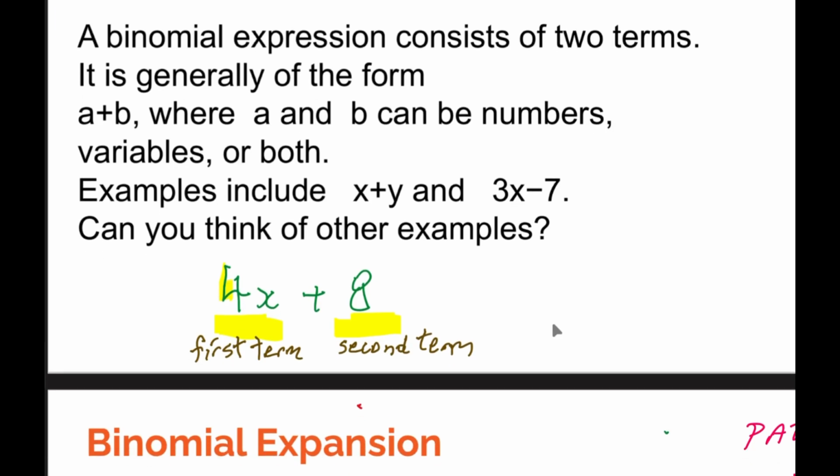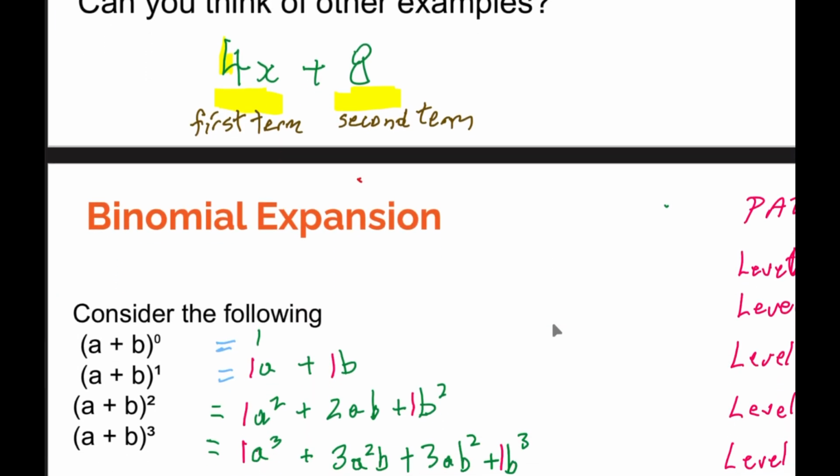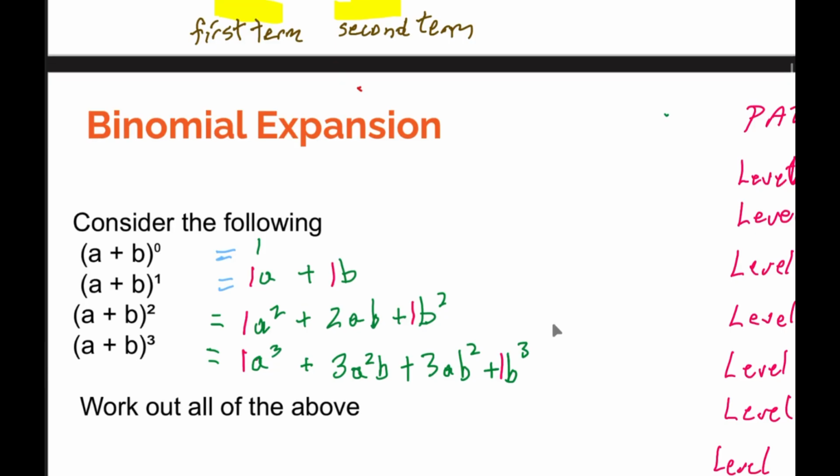Now we consider binomial expansion. Let's look at two terms, a plus b, all raised to the power 0. A plus b all raised to the power 0 is equal to 1 because any non-zero number raised to the power 0 is equal to 1. Then a plus b raised to the 1 is just a plus b itself. So that's going to be a plus b.